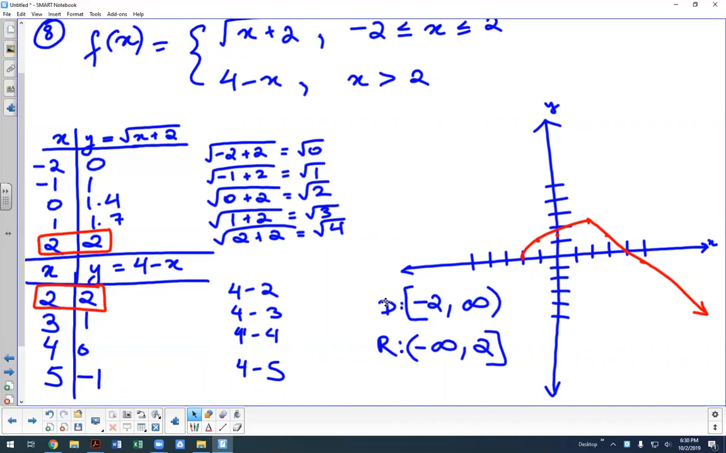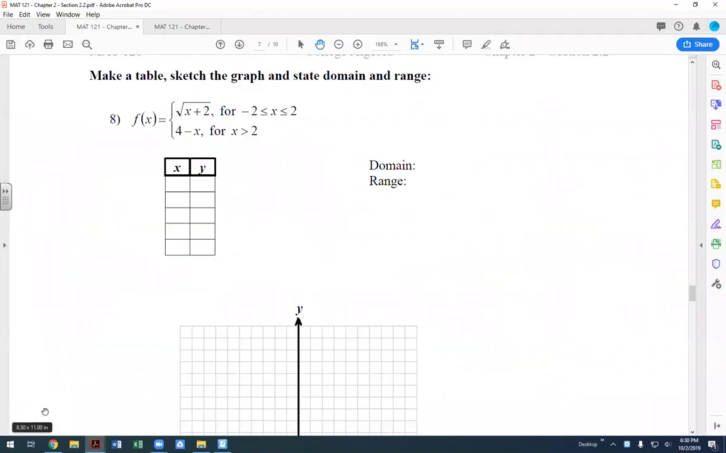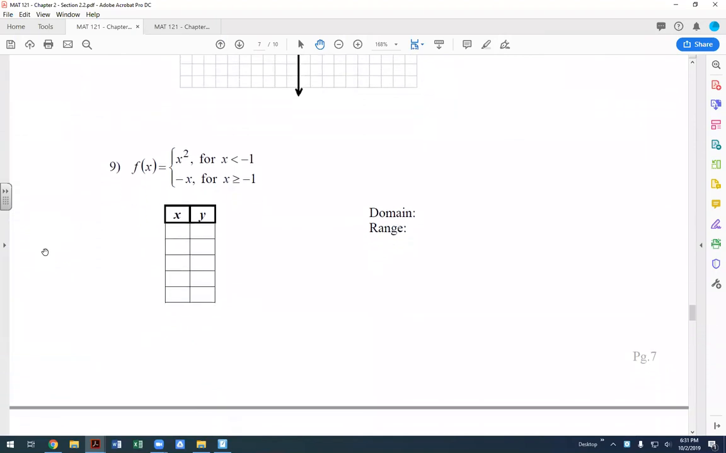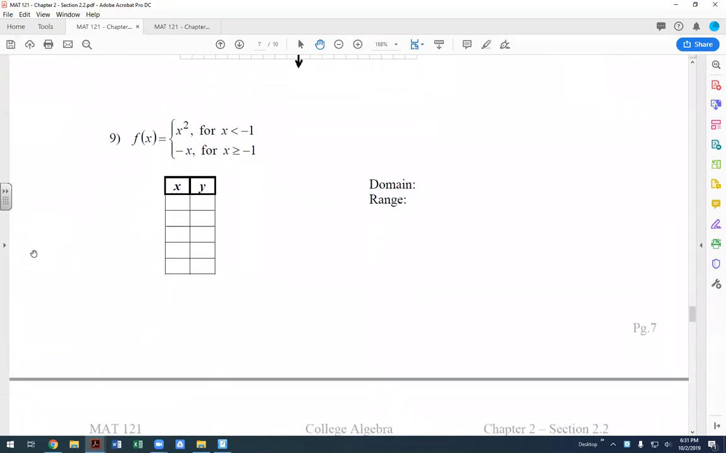Anybody else have a question on that part, of why our domain and range are what they are? Okay. And again, if something pops up on your homework you need help with, let me know. So that was number 8. Okay, let me see what you guys can do with number 9. Follow what we did with number 8, and it's going to be about the same process.